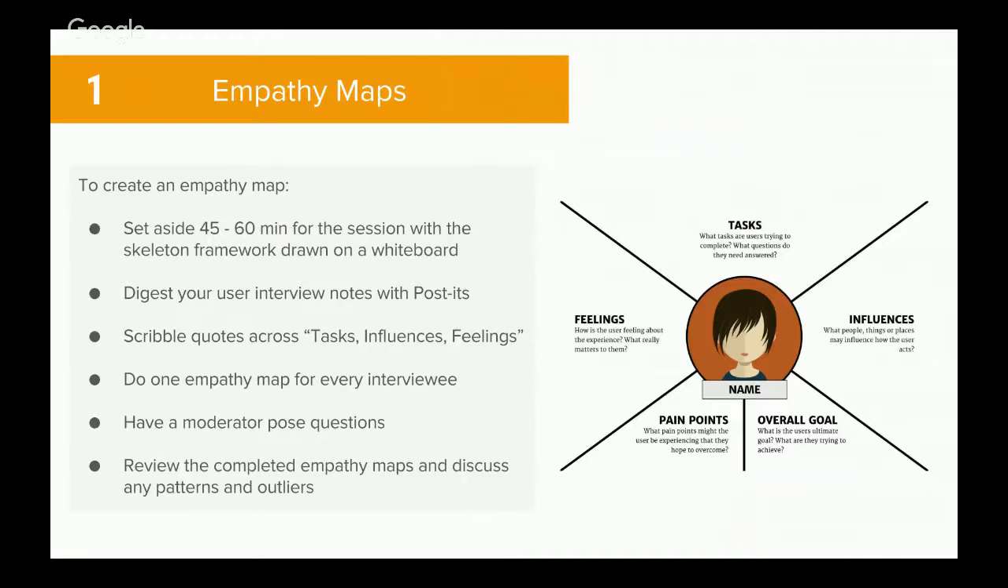And then once you've mapped this out for one person, you would review the completed empathy maps and discuss any patterns and outliers and what might impact or influence your designs the most. As you're going through the above exercise, you'll probably also have ideas for your project. So you can create a section on the right where you capture ideas as you go along.